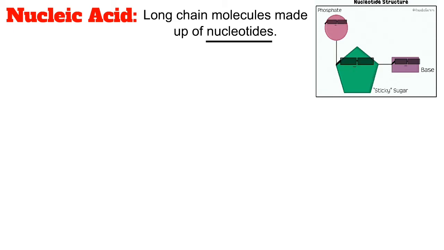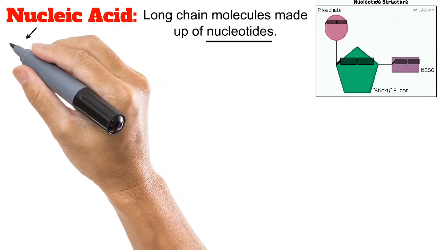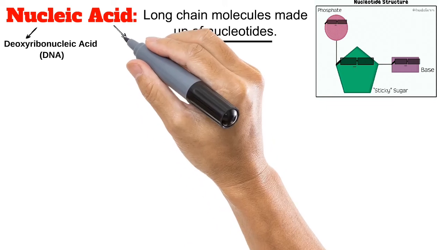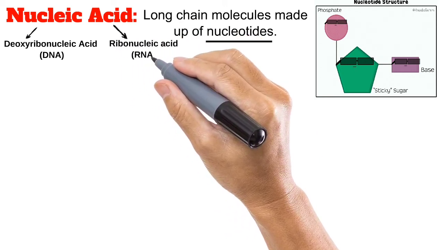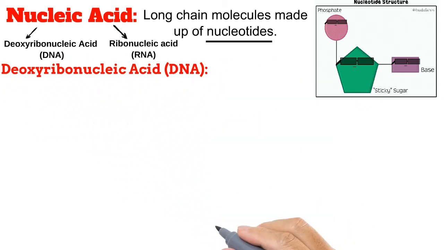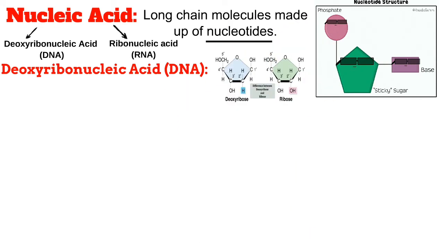These three components are attached together as shown in this animation. There are two types of nucleic acid. The first one is deoxyribonucleic acid or DNA, and the second one is ribonucleic acid or RNA. We will first study deoxyribonucleic acid or DNA, which is found in our cell. DNA consists of deoxyribose sugar. It is a 5-carbon sugar. There are two types of sugar: one is deoxyribose and the other one is ribose.